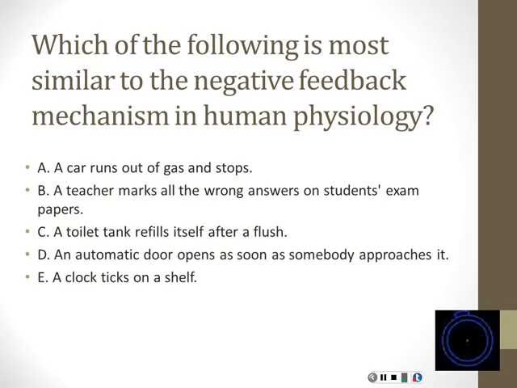The same is kind of true with B and E. There isn't a feedback there. B would actually be a neutral feedback mechanism because all the teacher is doing is identifying the situation. It's not responding at all. D would be an example of a positive feedback mechanism, where the response to a change is to make something different happen. Normally the door is closed. When you approach it, the door opens, so that's a positive response. You've made something happen, not put something back.